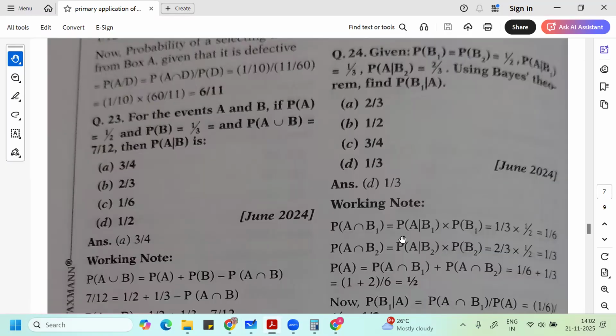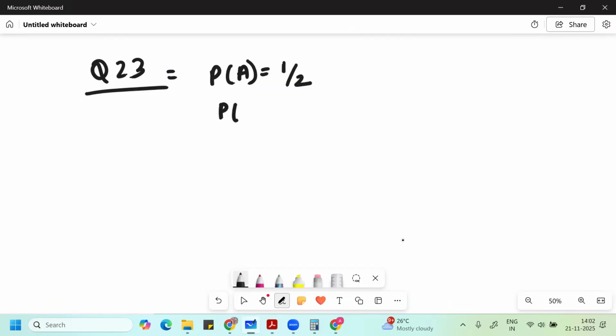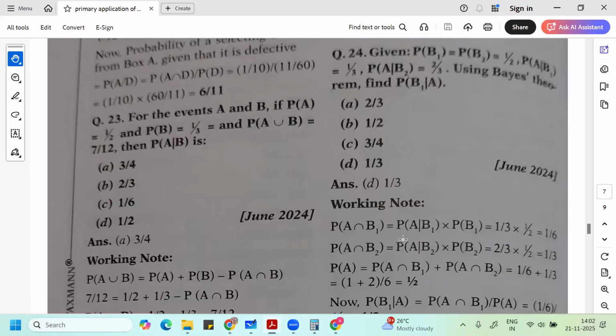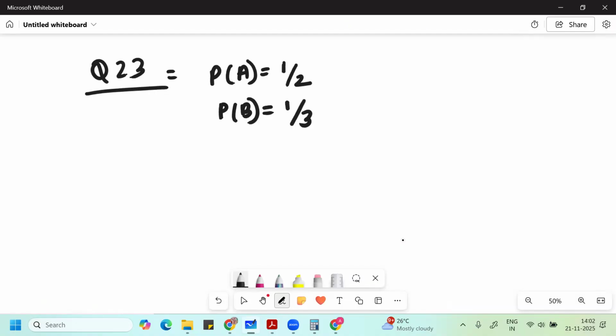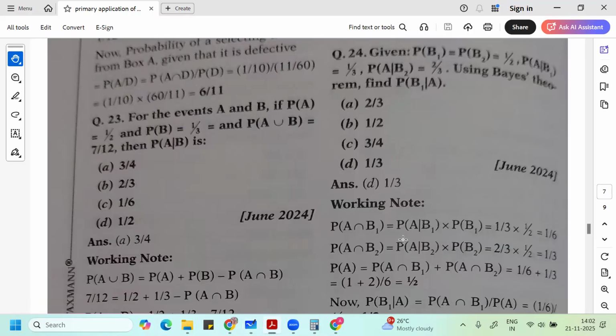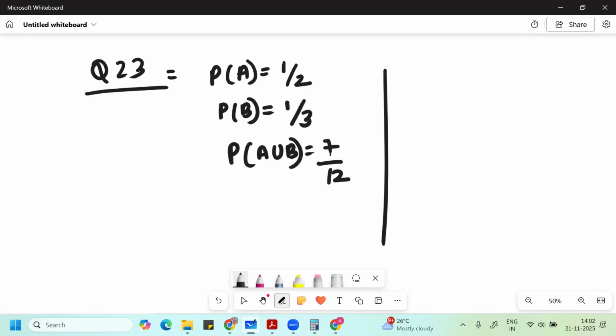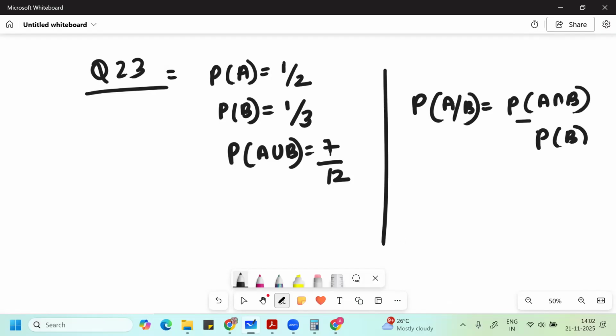Probability of A is 1 by 2. Probability of B is 1 by 3. And A union B is 7 by 12. So probability of A by B is nothing but probability of A intersection B by probability of B.